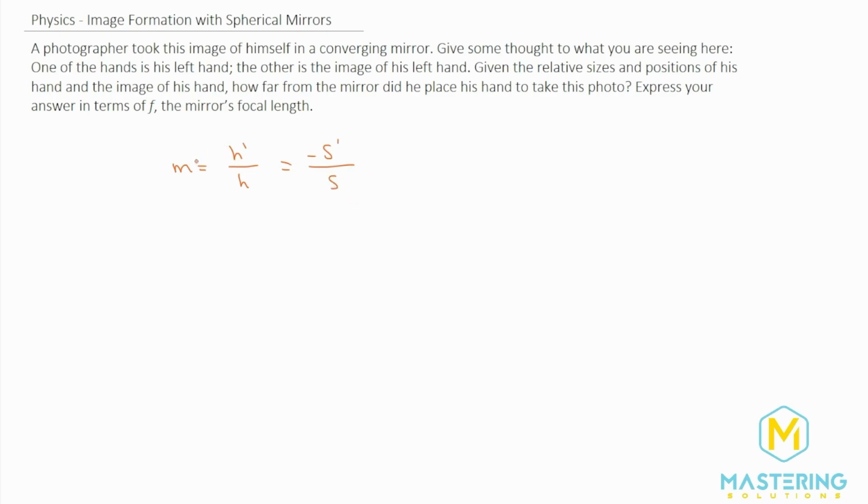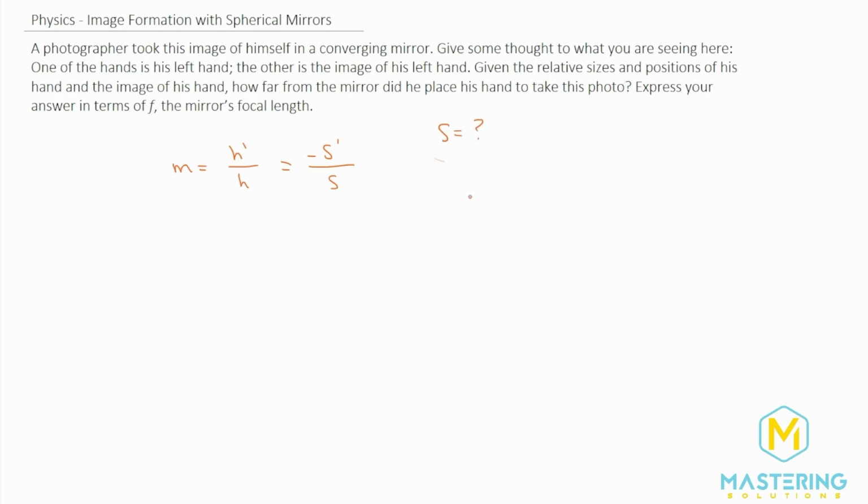If you think about the question, looking at the picture, we see the hand on the top right. That is the actual hand, him holding it up in front of the camera to take the picture. The one on the bottom left is the image of his hand. You can see the image of him in the rest of the photo, right? What we need to find is how far away he put his hand from the mirror. So we're trying to solve for the object distance.